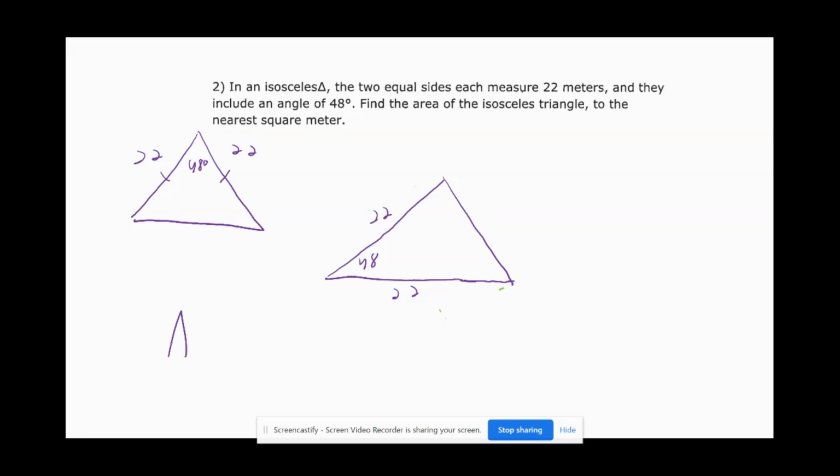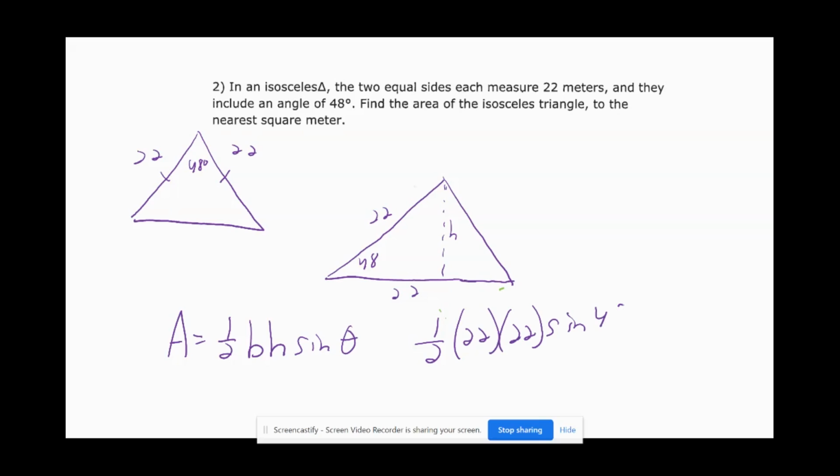Remember my formula is A equals 1/2 the base times the height, sine of that angle. So in this case, it'd be that 48. Because really, what are you doing? You're finding that height. We can take the time to do it how we did the last problem and show you why that works, or we can just trust the formula and do 1/2 times 22 times 22 times sine 48. So let's go ahead and do that. And we would get 179.8.